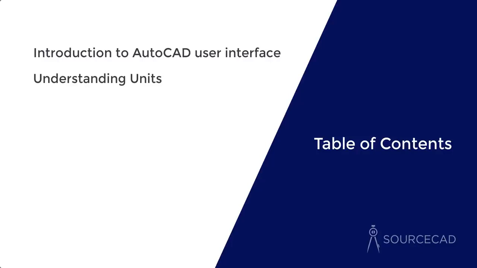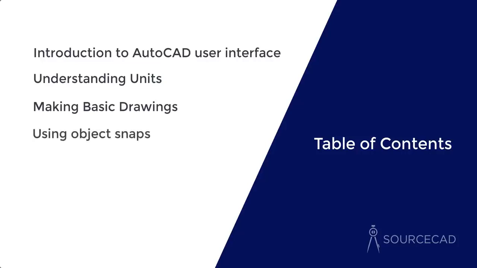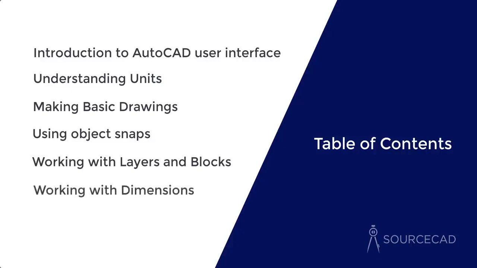Then later on, we'll move to making basic drawings using draw and modify tools, and then we'll learn about tools that let you make precise drawings like object snaps. Further, we'll move into some drawing management tools like layers. Then we'll talk about blocks, which are symbols in AutoCAD, and then we'll talk about making dimensions, and finally we'll print our drawing. So all these things in just this three-part AutoCAD tutorial for beginner series.